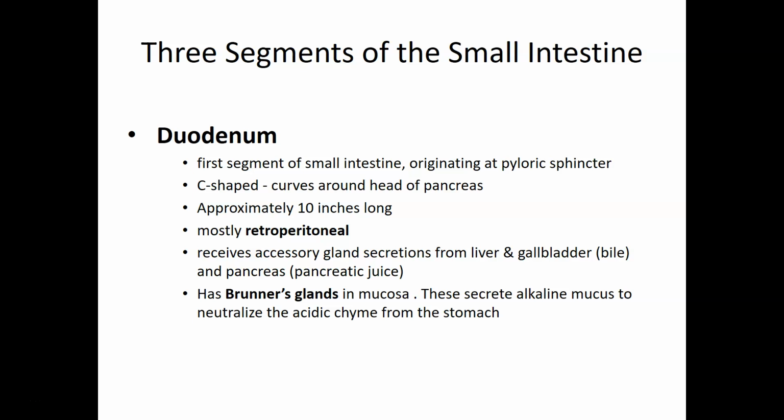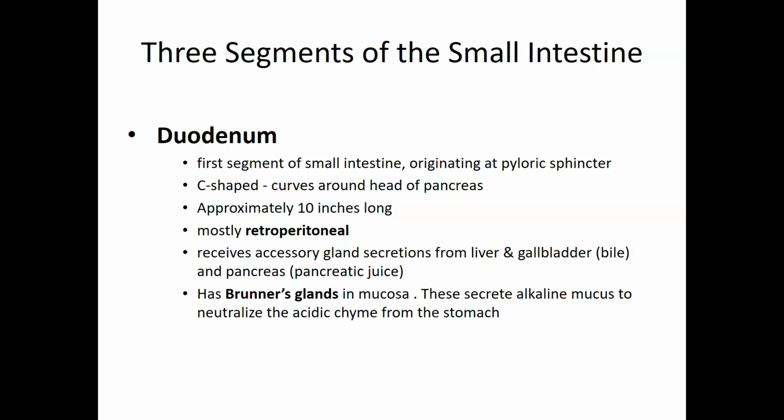The duodenum is located in a retroperitoneal location, so embedded in the back body wall. The stomach, on the other hand, is intraperitoneal. So at the pyloric sphincter, the duodenum proceeds into the retroperitoneal position. The duodenum receives a lot of secretions, and some of these are from the accessory glands.